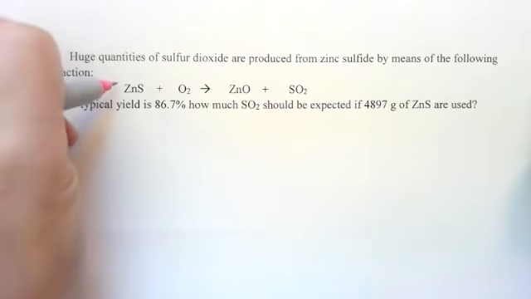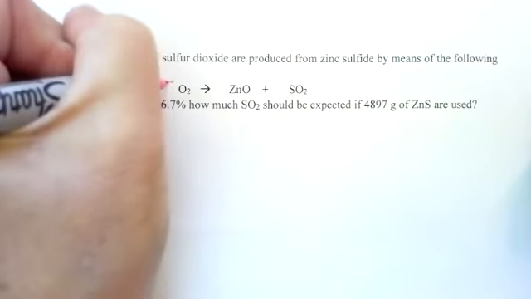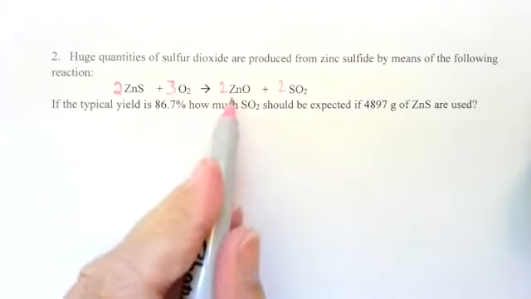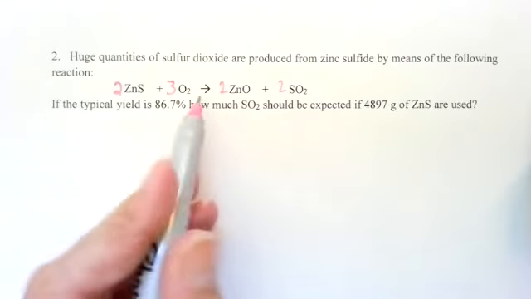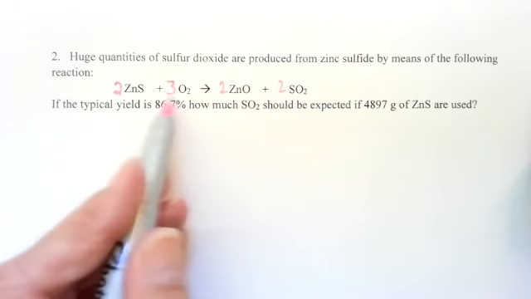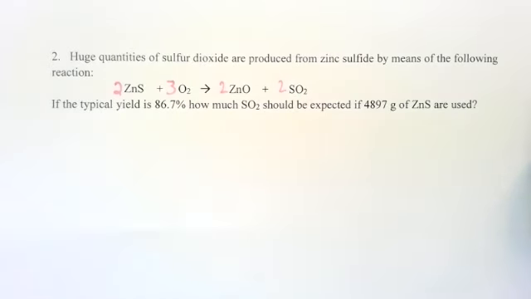All right, did you put a 2, a 3, a 2, and a 2? I've got 2 zinc, 2 zinc, 2 sulfur, 2 sulfur. I've got 1, 2, 3, 4 oxygen. I'm sorry, 4, 5, 6 oxygen, and I've got 6 oxygen.